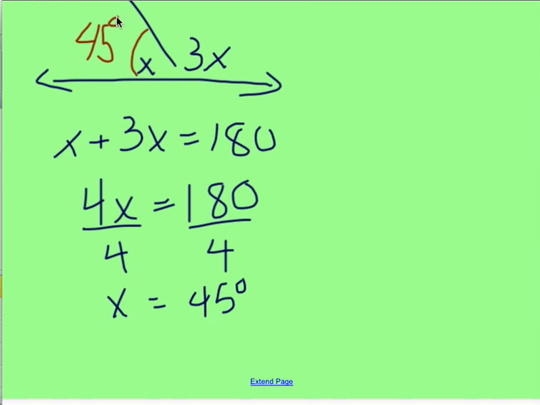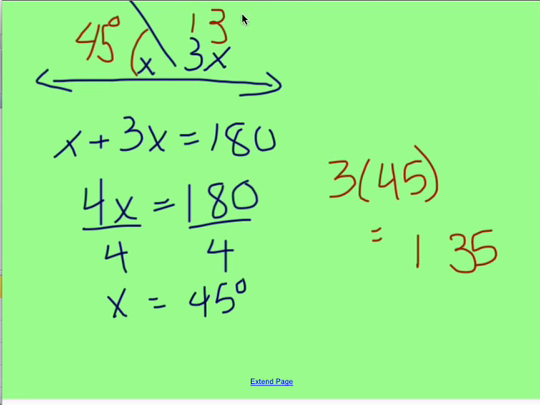Now it asks us to find the measure of both, so I need to find the measure of the second one. So I'm going to take 3 times 45 degrees. Well, 3 times 45 is going to give me 135. So the measure of this angle right here is 135 degrees. So that's your final answer for number 4.